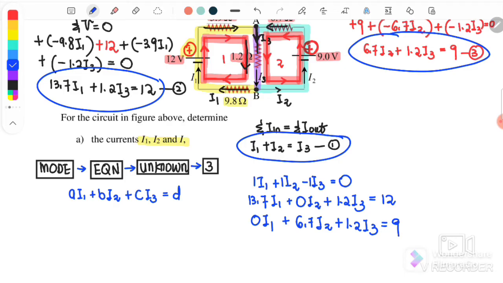Then on the calculator, for the first value A1, you substitute 1. B1, you substitute 1. C1, you substitute -1. And D1, you substitute 0.